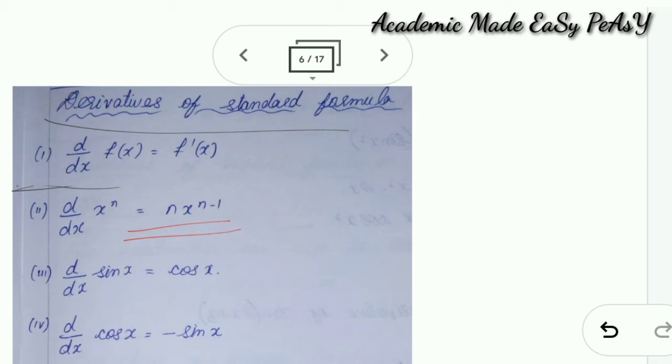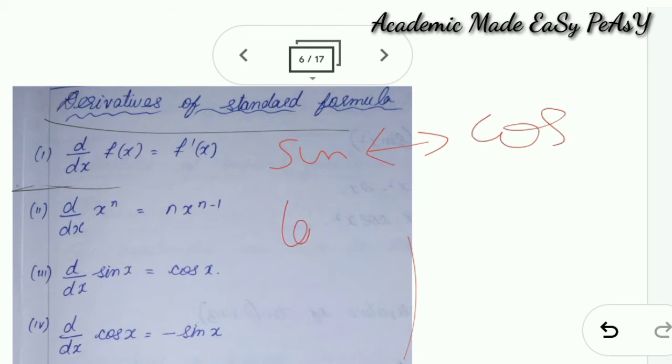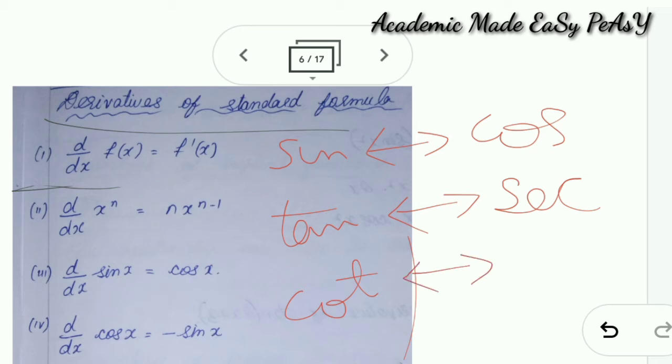Next, these are the trigonometric functions, or trigonometric formulas, we will be seeing. Let me just give you a trick. You can just remember that sine and cos are related together, tan is related to sec, and cot is related to cosec. Sine is related to cos, tan is related to sec, and cot is related to cosec. Just keep this in mind.